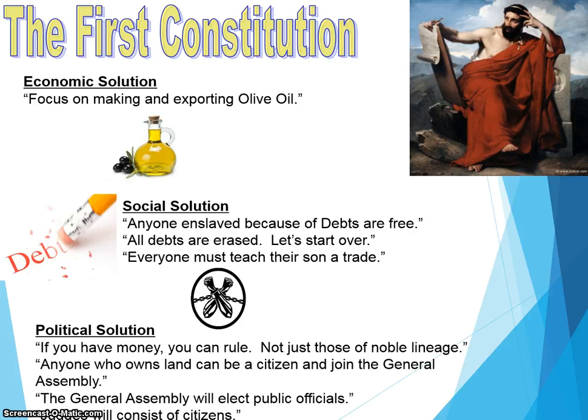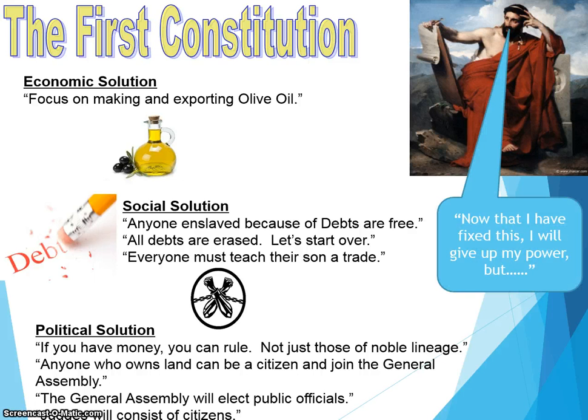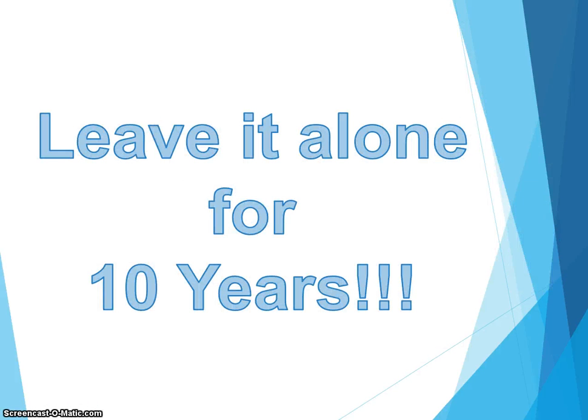He said anyone who owns land can be a citizen and join the General Assembly. The General Assembly will elect public officials, and judges will consist of the citizens of Athens. Alright, so he thinks he's fixed this. Now that I've fixed this thing, I'm going to give up my power. I've taken over, I fixed this thing, I'm going to give up my power. However, I need everyone here to leave it alone for 10 years. Just let it play itself out.